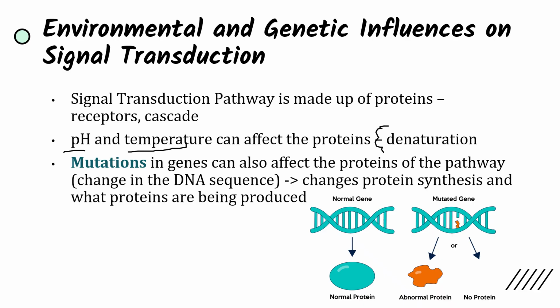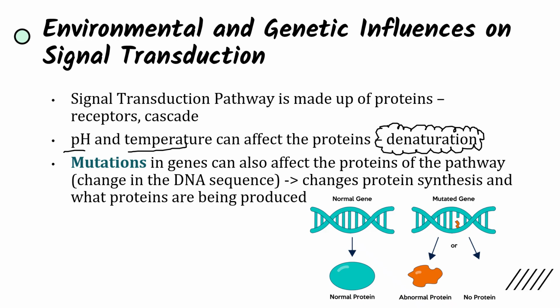It can denature them. And denaturation is when the quaternary, tertiary, or secondary structure is broken due to the bonds being broken because the pH or temperature is not in the optimal range. So when this environment changes, the temperature, the pH changes, these proteins can be rendered useless, non-functional, and so the cascade pathway won't work. But also there are genetic influences on signal transduction.